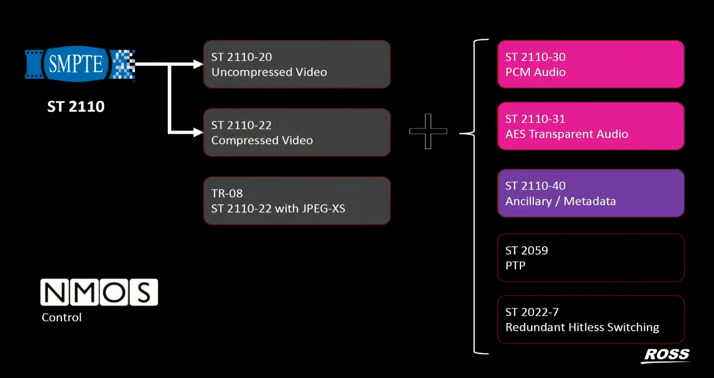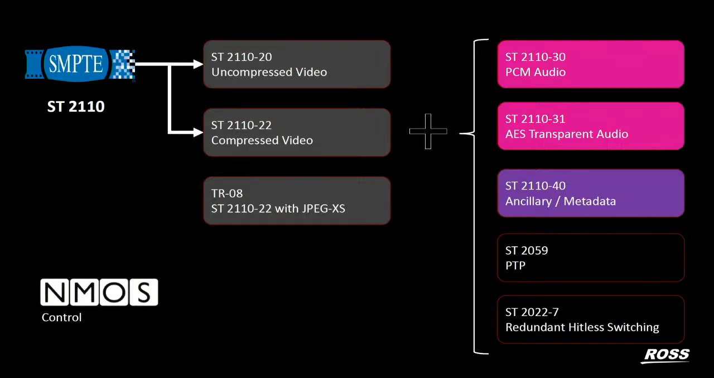But what we're seeing come out and start to be more prevalent is compressed. So with compressed, we're seeing TR-08, which is JPEG XS effectively. And we still have all of the different flows broken out separately. Big thing about 2110 is that it is dependent upon PTP. Without PTP, there is no 2110. So that's a very significant portion of running a 2110 network is making sure it's all locked to PTP.